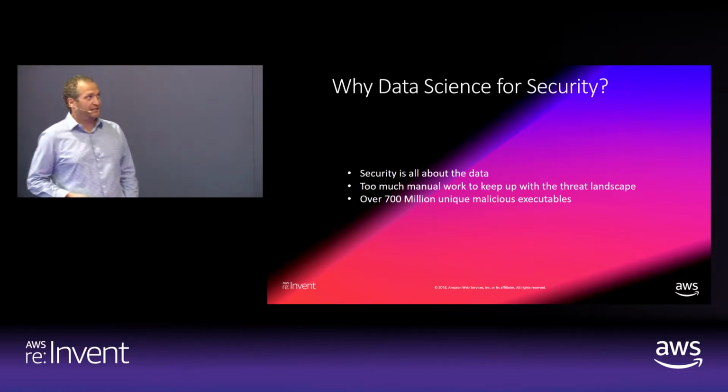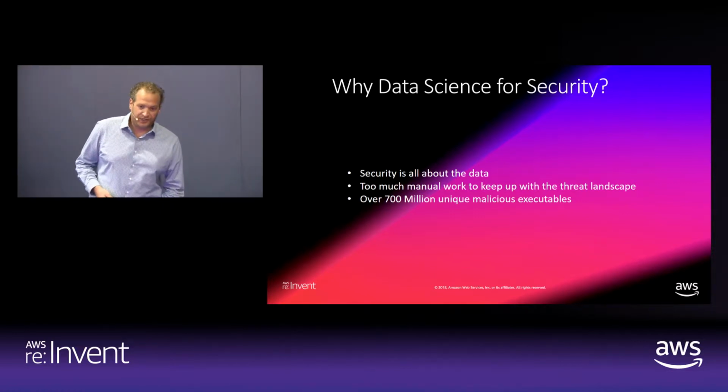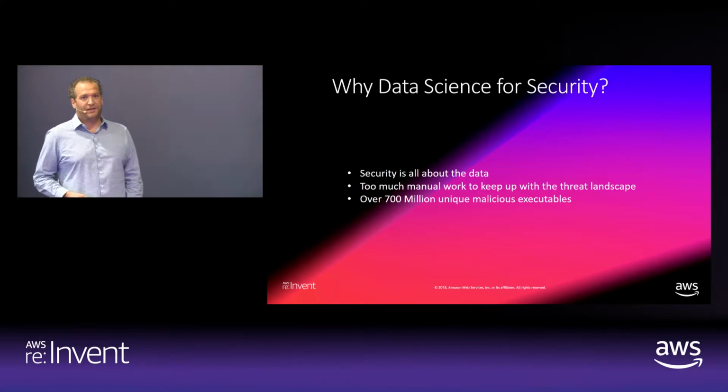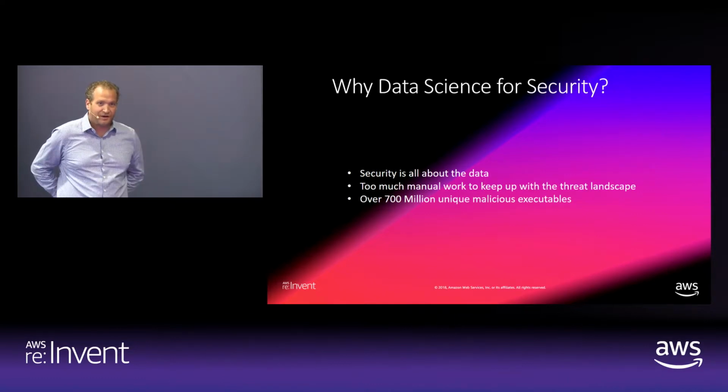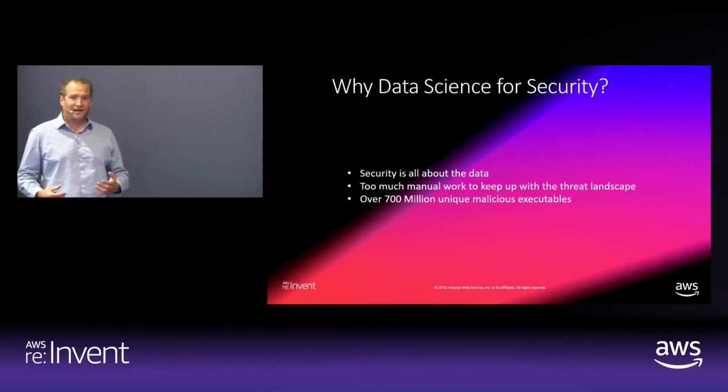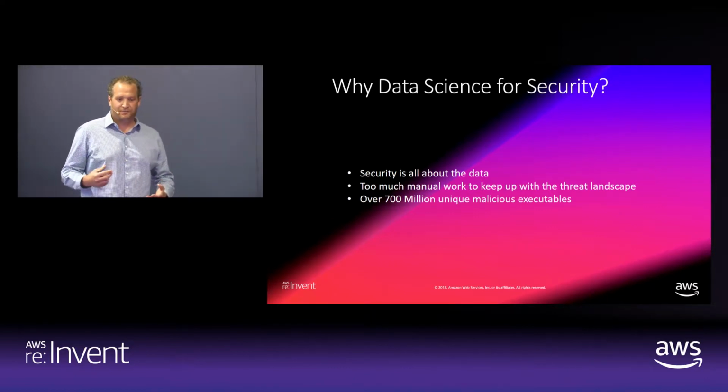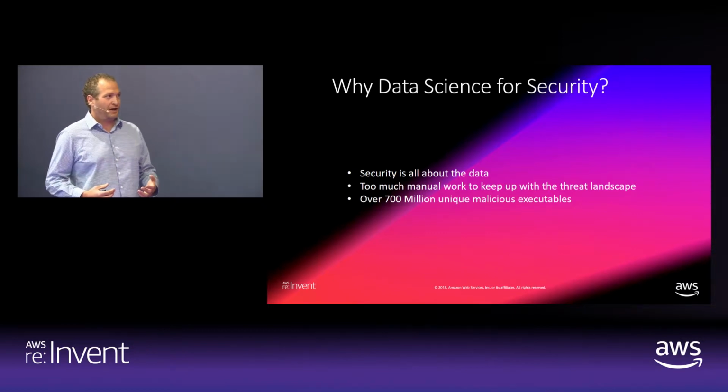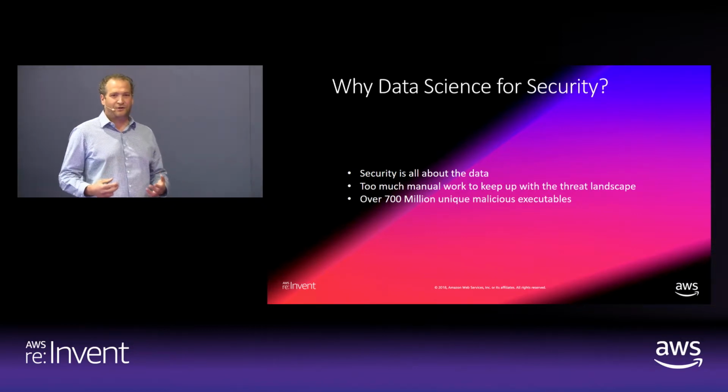So why data science for security? Security is all about the data. If you really look at it, there is just too much data out there. There are over 700 unique malicious executables out there right now, and any one of them could be the new Stuxnet or the new WannaCry, but there's not enough time, research, and money put into reversing that malware. So the landscape keeps growing every day.